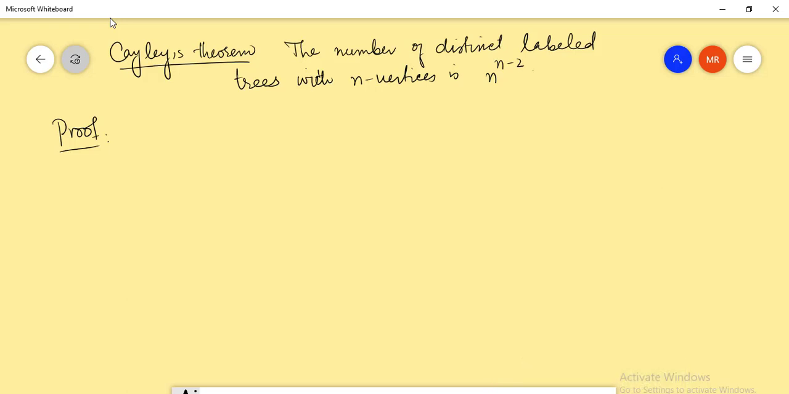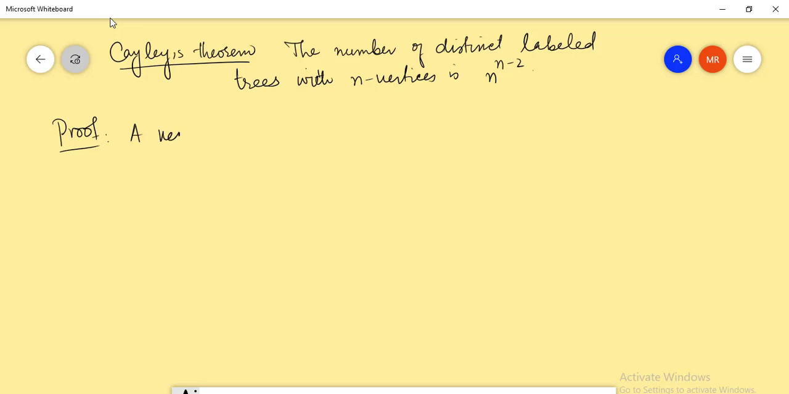And we have this very important theorem on label trees. It is known as Cayley's theorem, and it says that the number of distinct label trees with n vertices is n to the power n minus 2. And the proof from the previous two theorems is not very difficult.